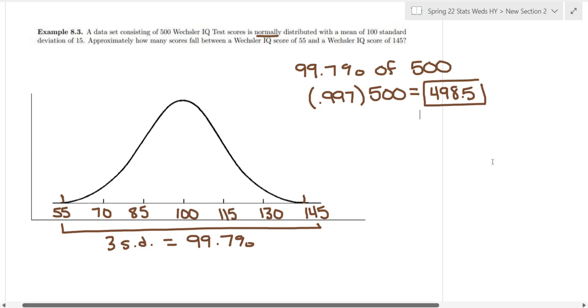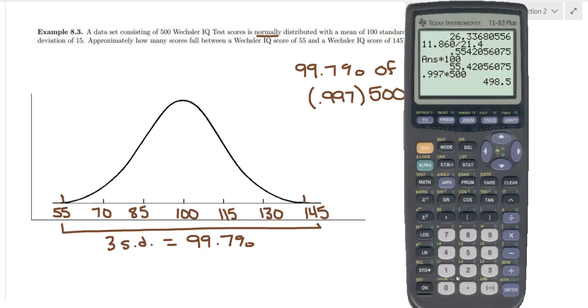So pretty much everybody who took the test has an IQ in between there. The more people you test, I mean, think about it. If you had 1 million instead of 500, there's going to be more people that fall outside of that range, 997,000. It's a lot. So the more data values you have, the more outliers there are going to be outside of that 99.7.